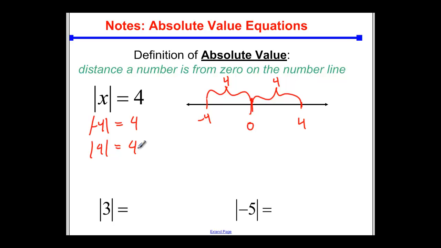So distance is a great example. If I say, how far do you live away from school? You would say 4 blocks. But it doesn't matter if it's east or west, north or south. You still have to walk 4 blocks to school.